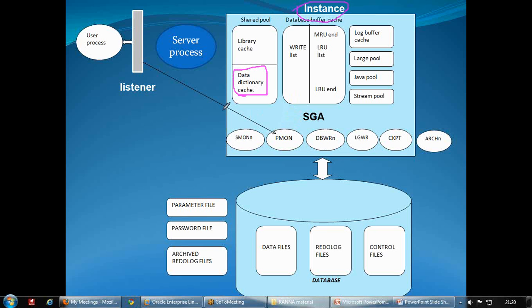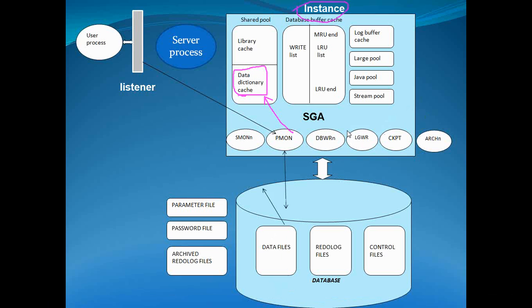So what PMON will do is, after it gets the information from the listener, it will straight away go to the data dictionary cache. In the data dictionary cache, it will verify whether the base tables are available or not. And suppose the base tables are not available, in such a case PMON is going to come to the database.